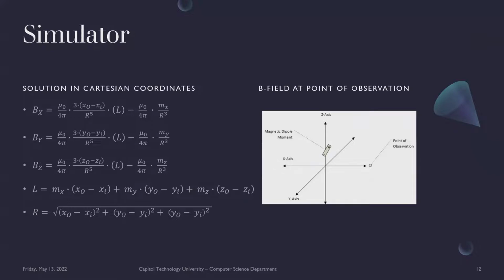In order to develop the simulator and the regression model, we will need to be able to calculate the flux density due to the dipole moment at an arbitrary point of observation as seen here, where mu sub 0 is the permeability of free space, which is equal to 4 pi times 10 to the negative 7th. The point of measurement or observation point is referenced as x sub O, y sub O, and z sub O. The point where the dipole moment exists is referenced as x sub I, y sub I, and z sub I.